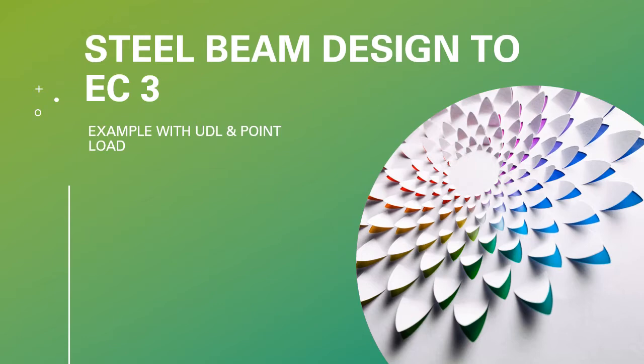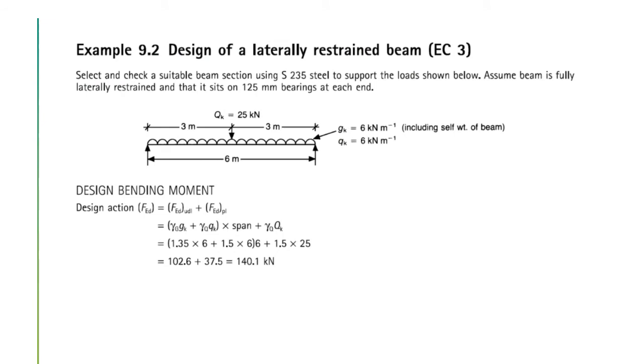For today's lecture, we are going to look into one example. How do we design a steel beam if we have a uniformly distributed load and also point load? Okay, so the example is actually example 9.2, which is you need to design a laterally restrained beam. What you have to do is you need to select and then check the suitable beam section using steel grade S235, and it's given that the beam is set on 125 mm bearing.